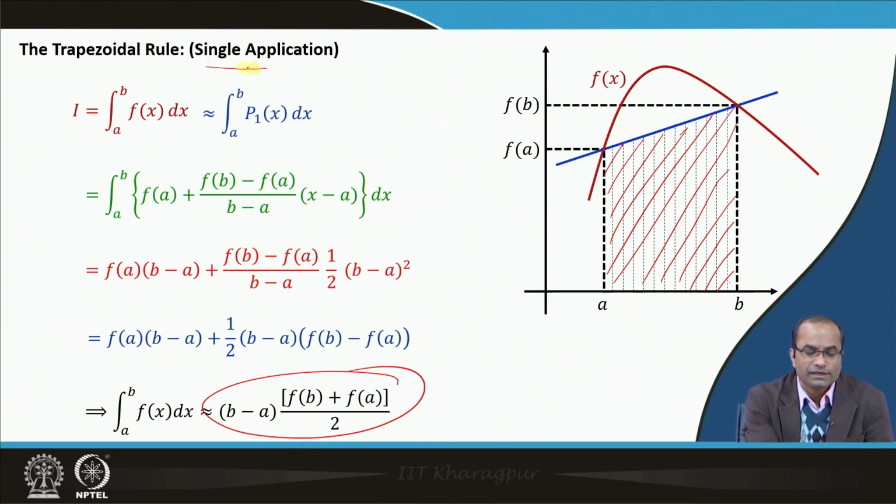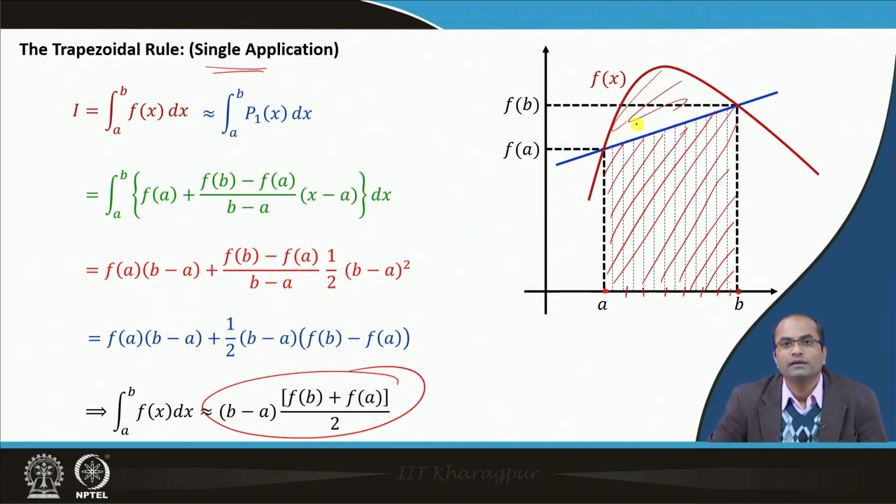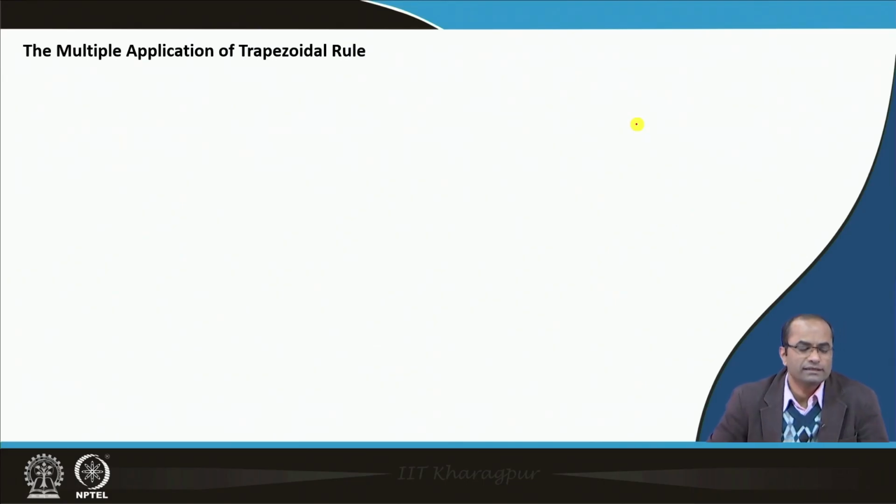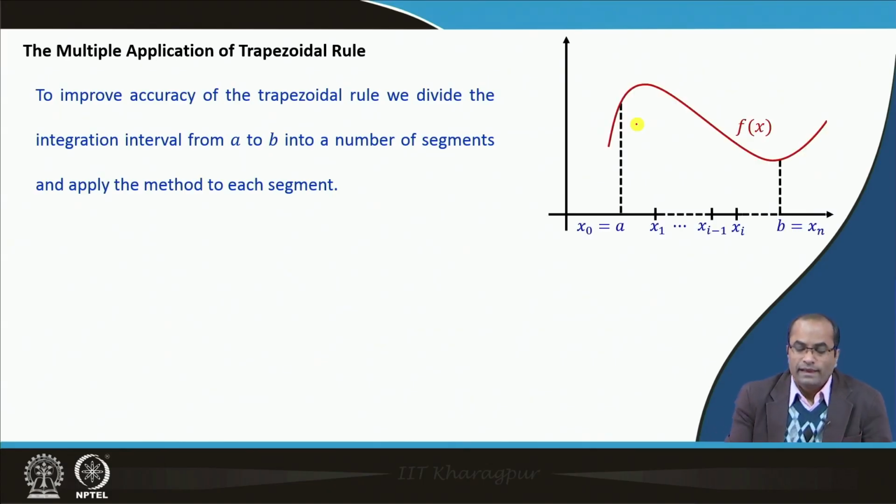So this was a single application where we considered only one interval from a to b, but we can improve the accuracy of this integration if we break this interval into several sub intervals, and then in each sub interval we apply this trapezoidal rule. In that case this error can be minimized. Exactly that is the idea which we call multiple applications of the trapezoidal rule, and in that case we will split this integral, the range a to b, into several points.